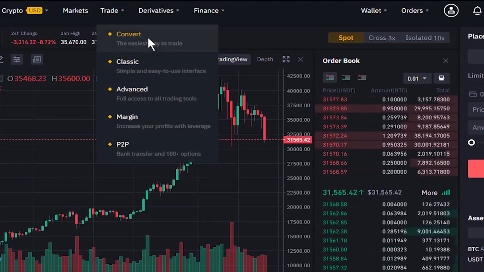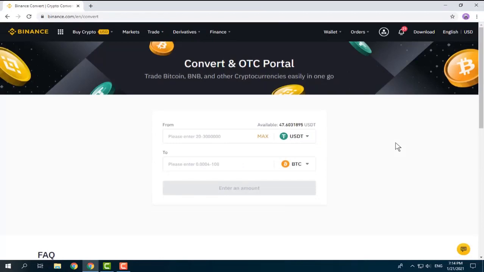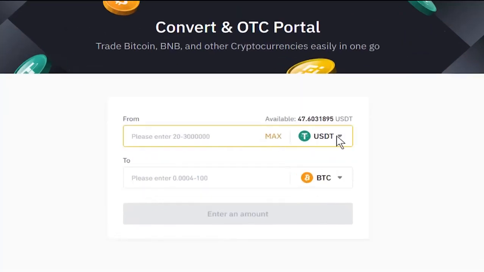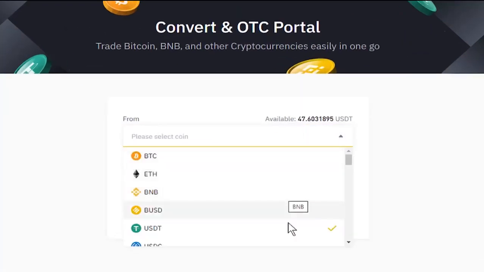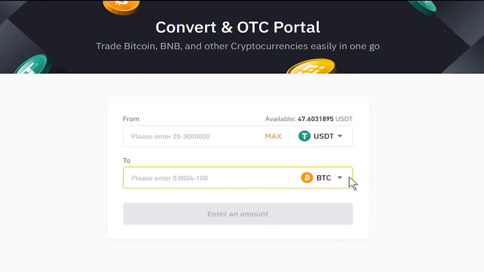Let's begin with convert. This is the Convert and OTC portal, over-the-counter portal actually, which provides a very easy way to trade. In the first box here, you select the coin that you want to convert. USDT is selected for us because we have USDT available right now. And in the second box here, you select the coin that you want to convert to. As you can see, I have 47 tethers available and I want to convert it to Bitcoin. Pay attention that the minimum amount here in Convert and OTC portal is $20.